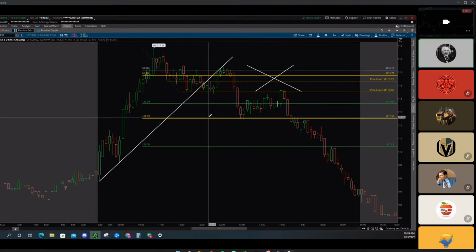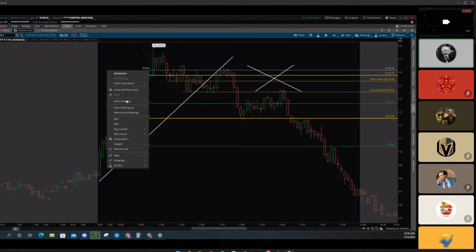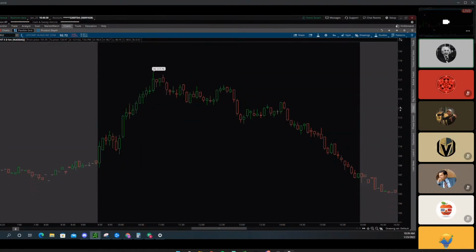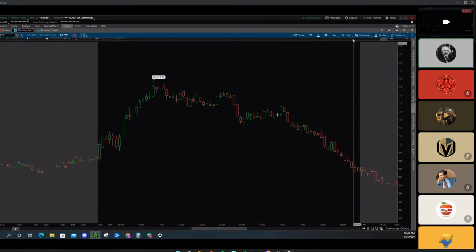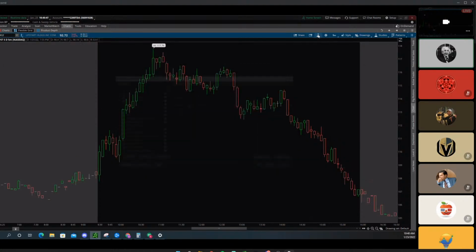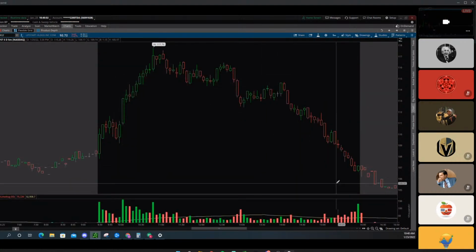For all the new people on the call, I do not want you to look at the ORBs yet. You don't need to look at the VPOCs. I want your chart to look literally like this. The only thing that I do suggest you add is the volume. So it should look like this. So this is what your chart should look like.